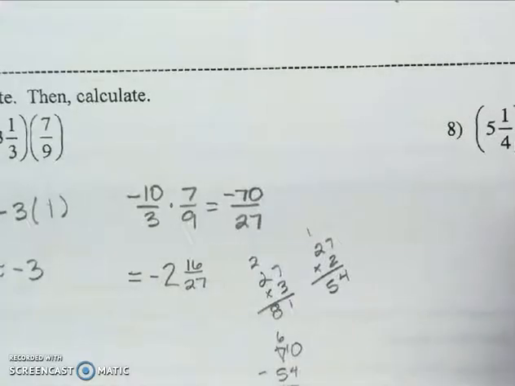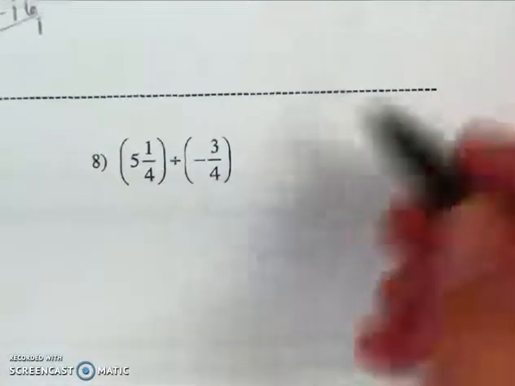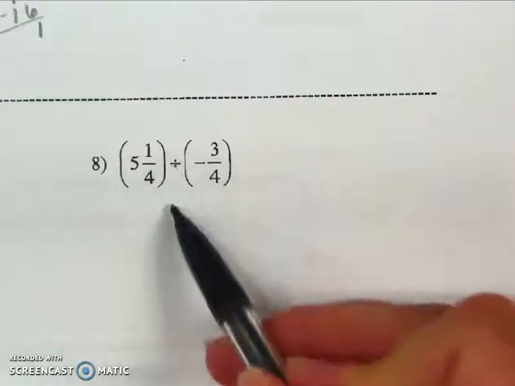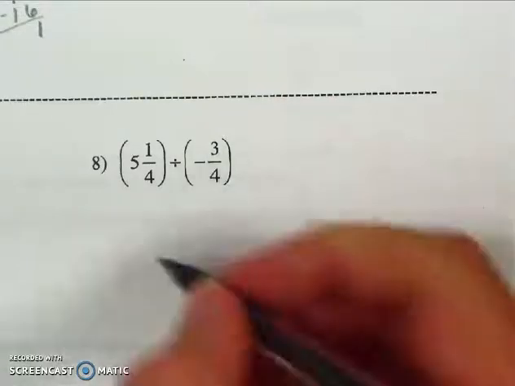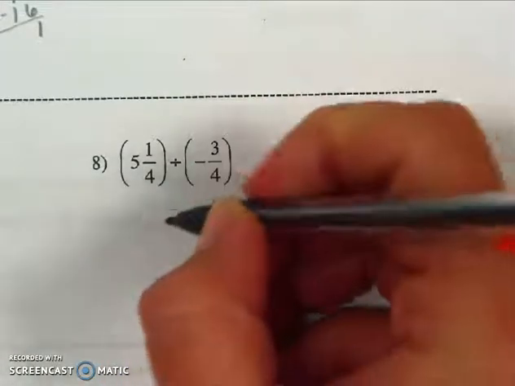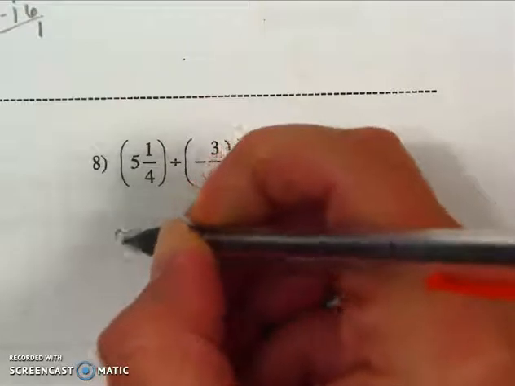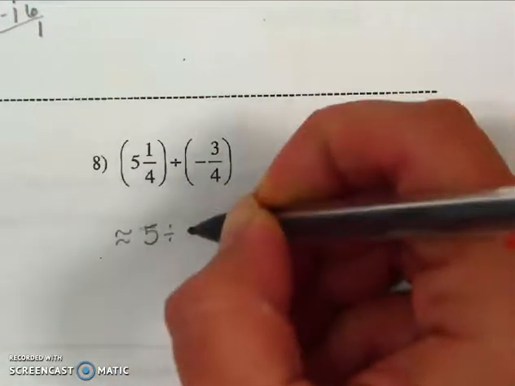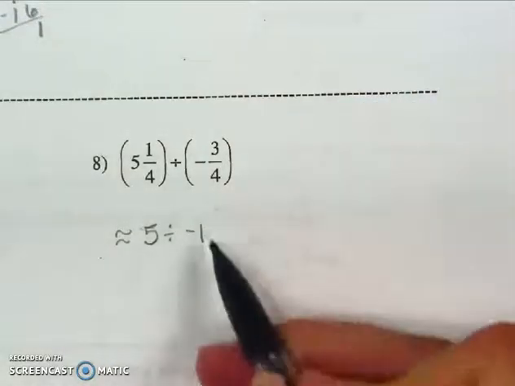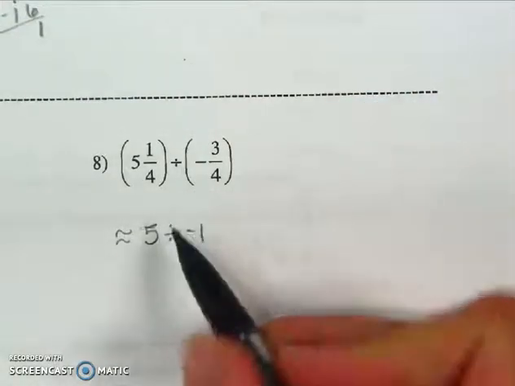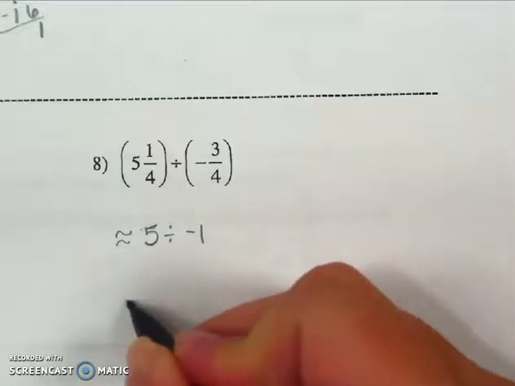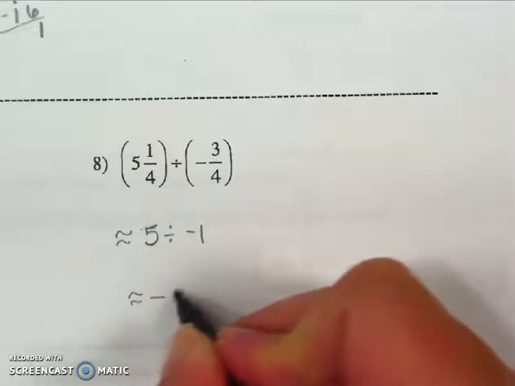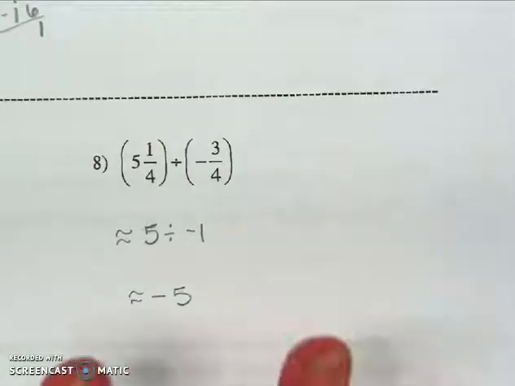All right, let's try that one more time. Number 8, let's look at this estimate. So 5 1/4 divided by -3 1/4, or -3/4. So for our estimate, I would use about 5 divided by about -1. Okay, I'm just rounding to the nearest whole number with each of these. So 5 divided by -1 would give me -5. So that tells me my answer should be around -5.